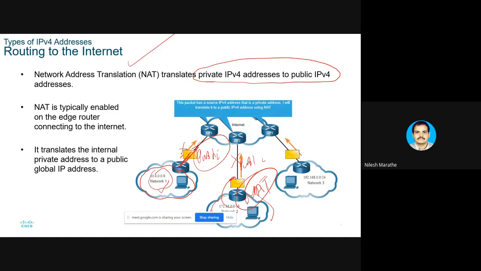Hmm? Hmm. Edit वर क्लिक करायचं. पाठ टेकून बस.